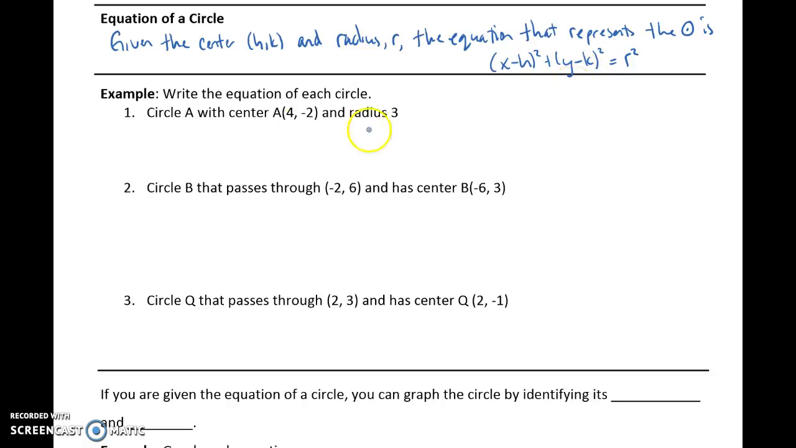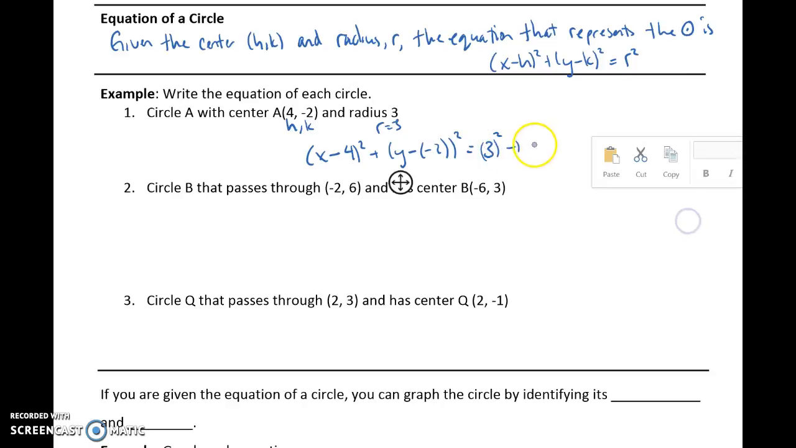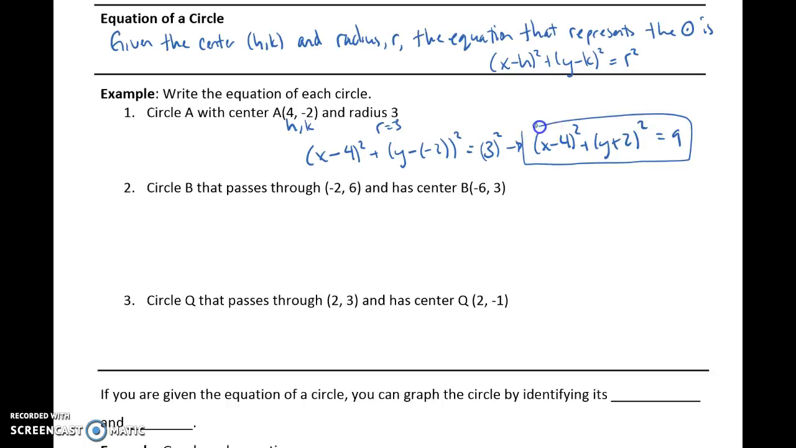So if you're given the center h, k, and radius 3, super simple, just plug it in. So we get x minus 4 squared plus y minus negative 2 squared equals, don't forget it's r squared, so 3 to the second power. Simplify as much as you can, so we get x minus 4 to the second power plus y plus 2 squared equals 9, and there's your equation.